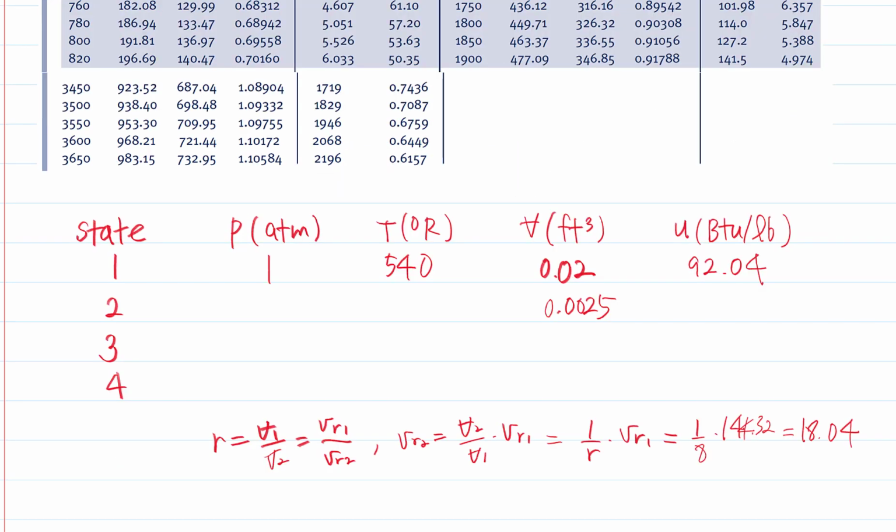So T2 is 1212 degrees Rankine. u2 is 211.3 BTU per pound. To summarize what we did: from temperature 1, we got relative volume vr1. From vr1 we got vr2, and from vr2 we got the temperature and internal energy at state 2.